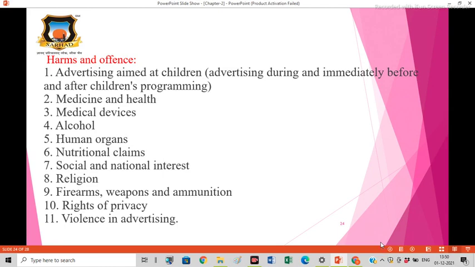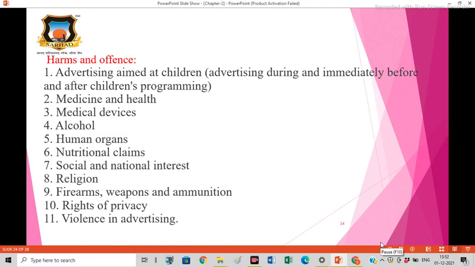Social and national interest. Article 19 of the Constitution of India protects the right to freedom of speech and expression, which is also extended to advertisements. However, like any other rights, this freedom is also subject to reasonable restrictions imposed by Article 19(2) of the Constitution of India. The next is religion.